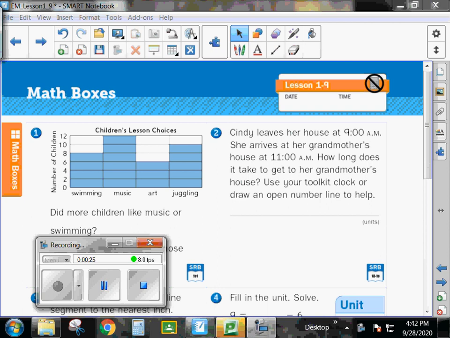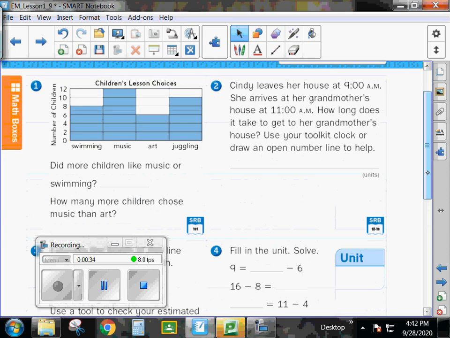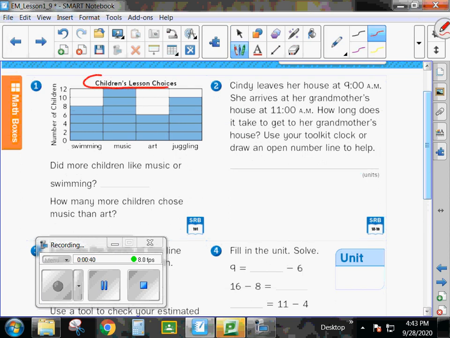Okay, let's look at number 1. Number 1 is a bar graph problem. Okay, so this is a bar graph. And remember, when you're looking at a bar graph, the very first thing you should do is look at the title. Look to see what this bar graph is even about. This bar graph is about children's lesson choices.